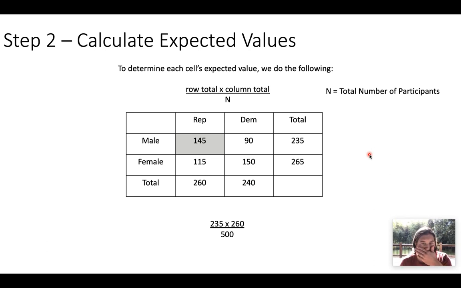So let's do this first one, male Republicans. Its row total is 235, and this cell's column total is 260. So I do 235 times 260, my row total times my column total. And then I'm going to divide by n, which is the total number of participants, 500. That's where everything comes from. I'll let you look at that for just a second.